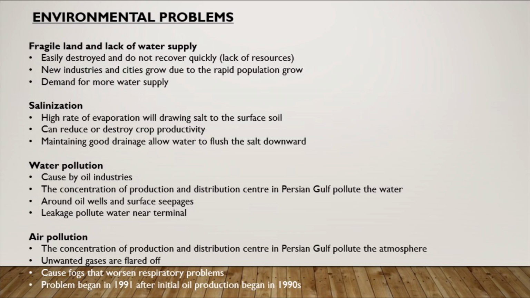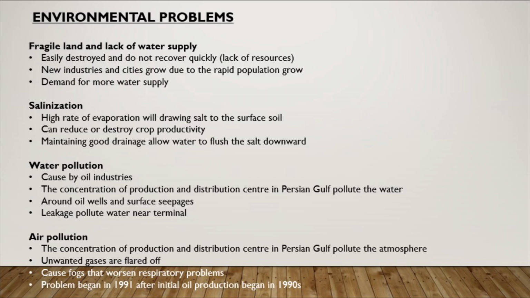So next is salinization. Irrigation farming in arid areas requires good management to prevent the high rates of evaporation from bringing salt to the surface soil, which can reduce or destroy crop productivity. Under careful management, maintaining good drainage allows water to flush the salt downward, while adding too much water waterlogs the soil and concentrates salt at the surface.